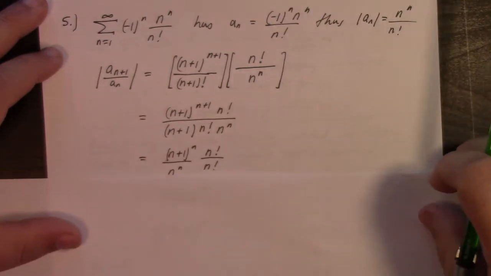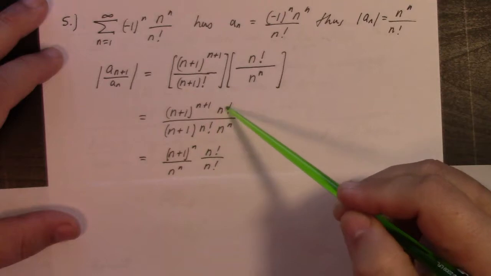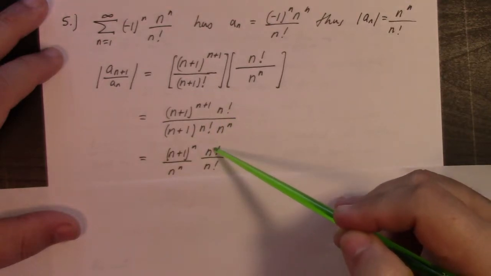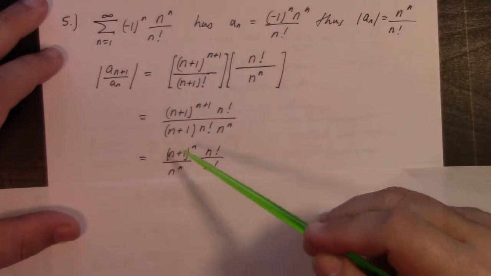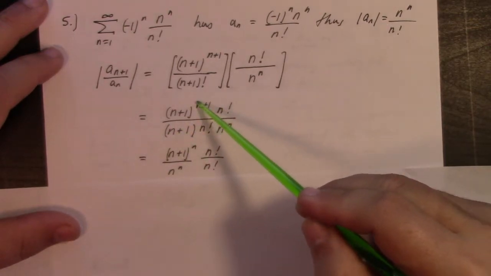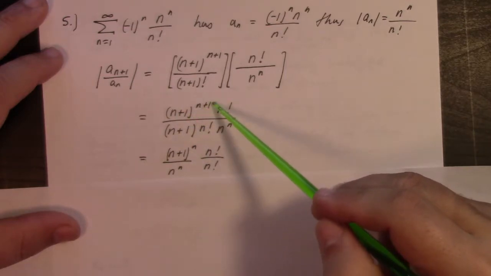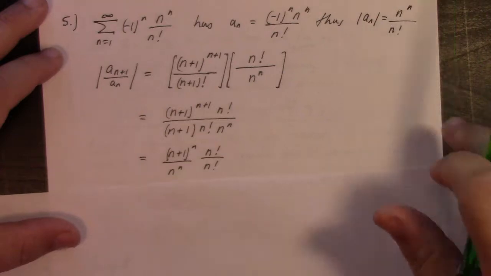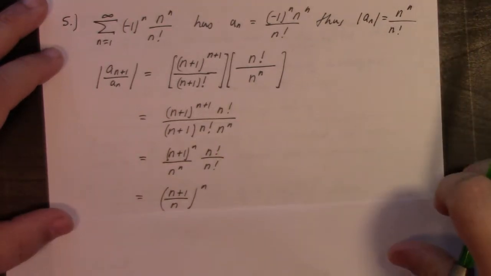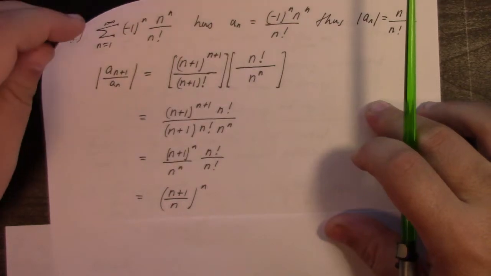And then, what is my next move here? Oh, the n factorials cancel. Put my n to the n over here. Oh, check this out, n plus 1 dividing into n plus 1 to the n plus 1. So that just leaves me n plus 1 to the n, right? And the n factorials cancel, and we're left with n plus 1 over n to the n, which is familiar.